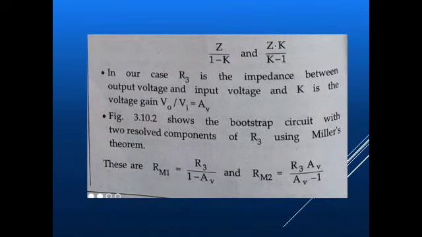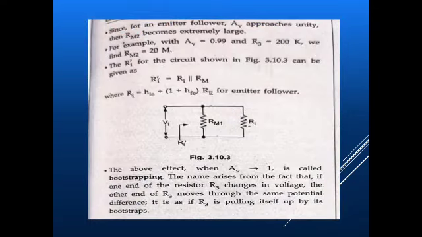The resistor R3 can be given as RM1 and RM2. RM1 is given as R3 divided by 1 minus AV, and RM2 is given by R3 into AV divided by AV minus 1. Since for an emitter follower AV approaches unity, RM2 becomes extremely large. So you have Ri dash equal to Ri parallel with RM, and since the RM value is very high, you can omit it. So your Ri dash will be approximately equal to Ri.